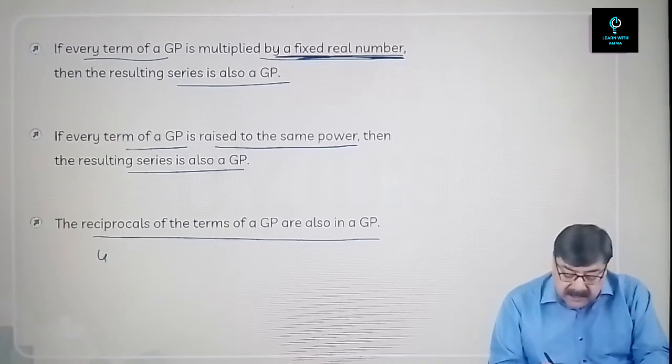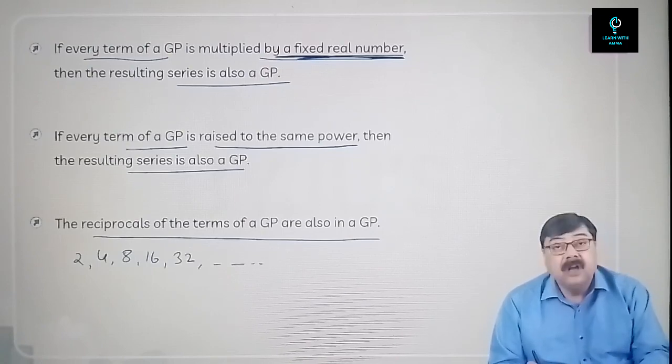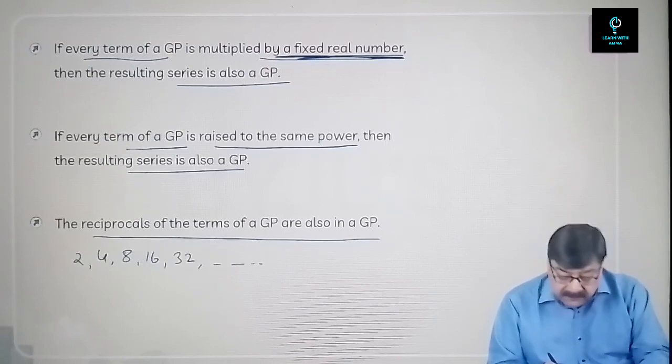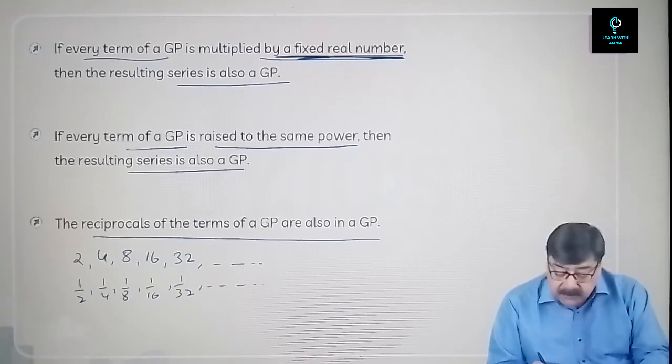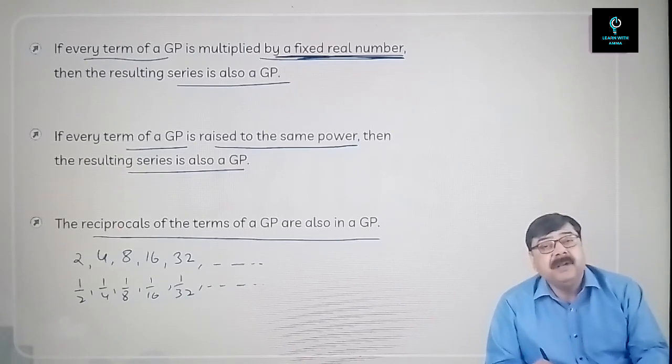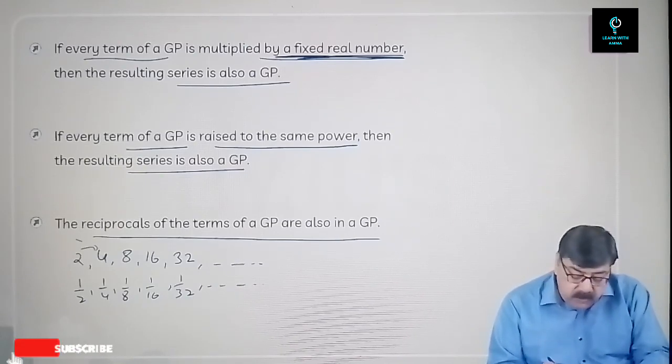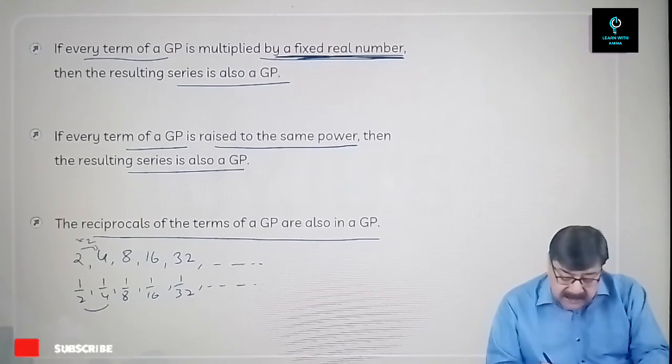By that I mean that if there is a GP, that is 2, 4, 8, 16, 32 and so on, then even 1 by 2, 1 by 4, 1 by 8, 1 by 16, 1 by 32, the reciprocals of each of these terms is also a GP. Here each time 2 is getting multiplied, and here each time 1 by 2 is getting multiplied.